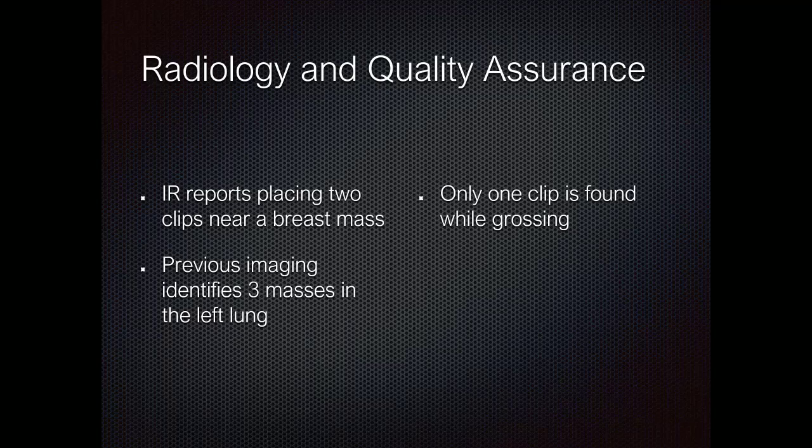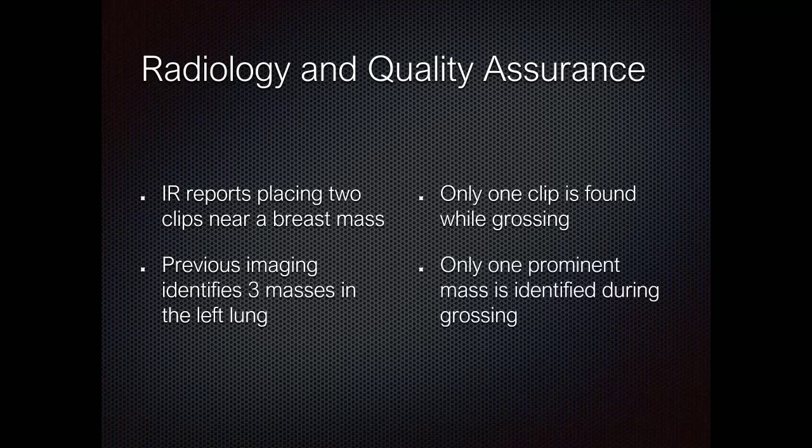Let's take a look at another one. So, the previous imaging identifies 3 masses in the left lung. You gross the specimen and only find 1 prominent mass. So what does this mean? Are you blind and not able to see the 2 other masses? I don't think so. I think more likely the 3 masses might have converged and grown into a single mass.